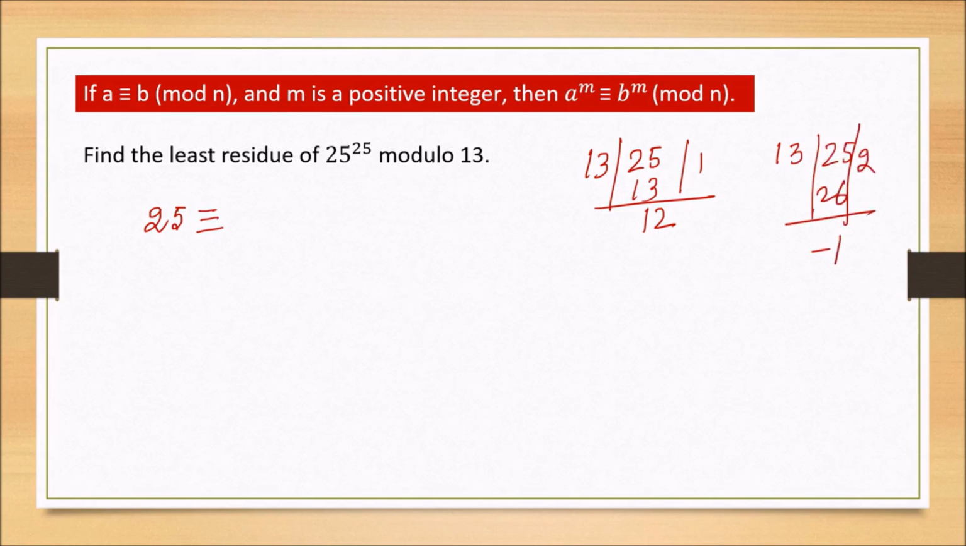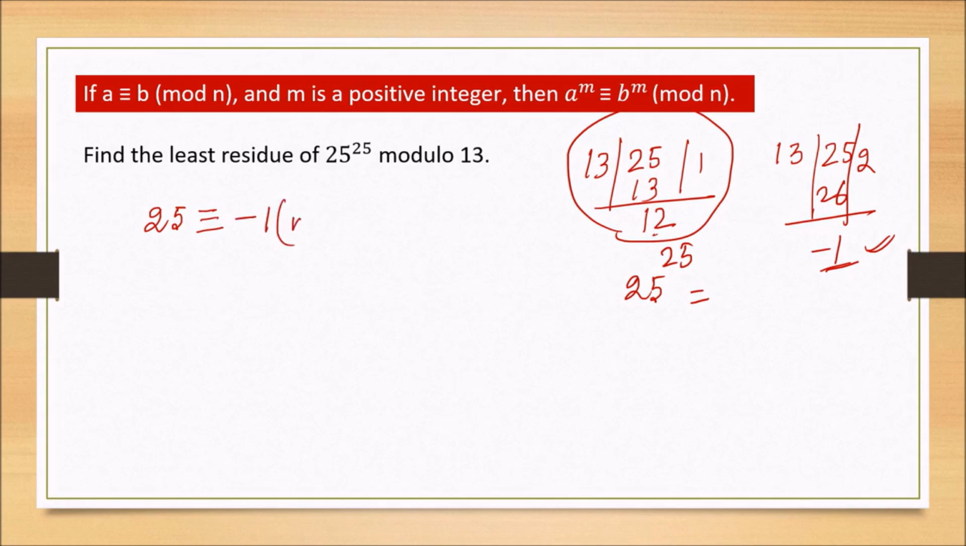Because when I take 25 raised to the power 25, then either it will be 12 to the power 25 if I take this one, or negative 1 to the power 25 if I take the other one. So this will be much simpler. So I'll take this one. So 25 is congruent to negative 1 modulo 13.